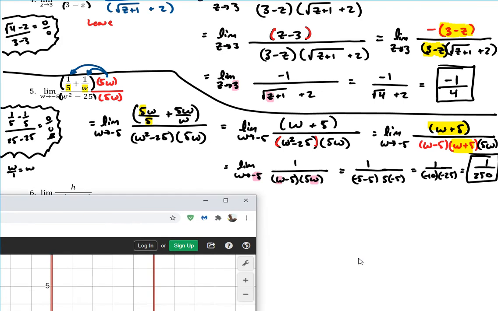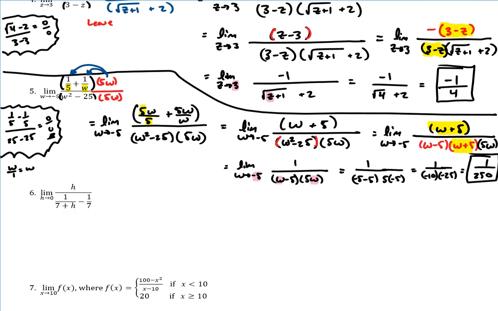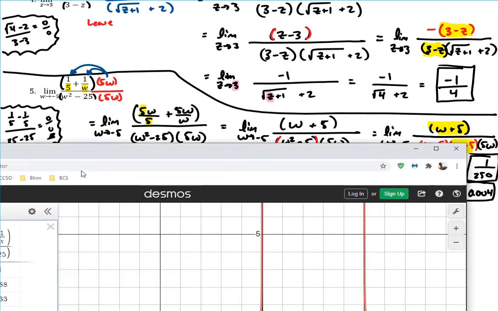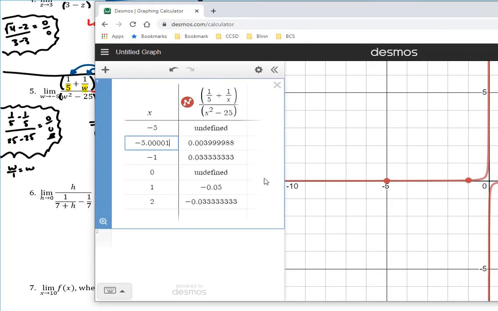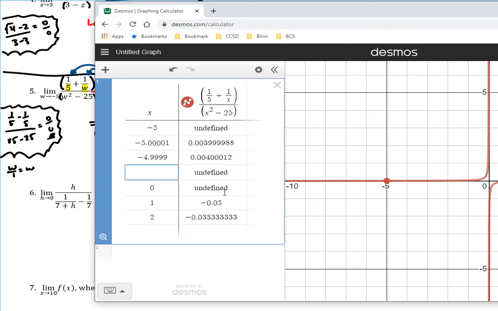So 0.004, let's write that in. Okay, so this is 0.004 like that. That is the same thing. So you could use a decimal. Remember, I'm not writing out 0.0039999. No, I don't want to do that. Let's also check just the -4.99999, something like that. So we can see it's also getting very close to 0.004. Okay, so it looks like that.